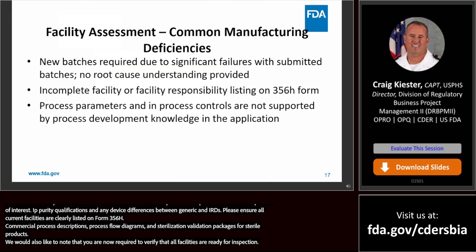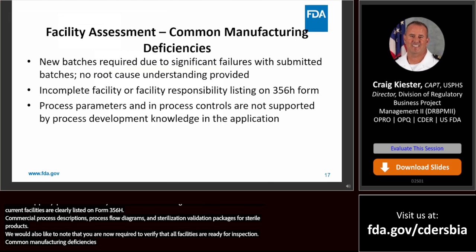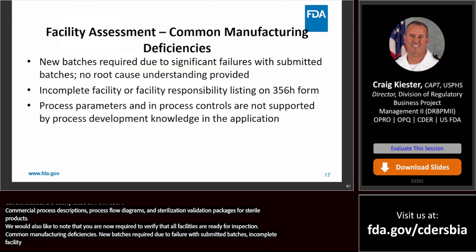Common manufacturing deficiencies: new batches required due to significant failures with submitted batches with no root cause understanding provided; an incomplete facility responsibility listing on a 356H; and process parameters and in-process controls not supported by process development knowledge in the application.